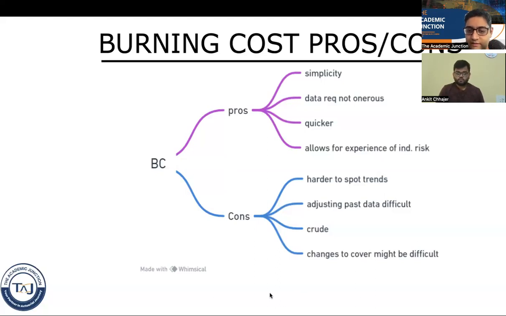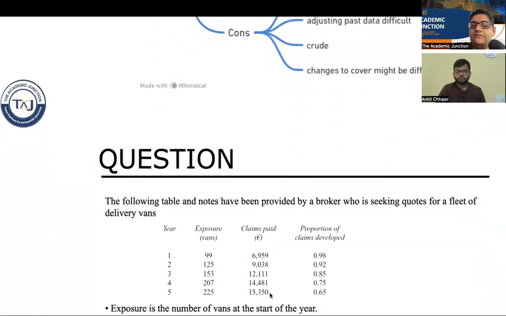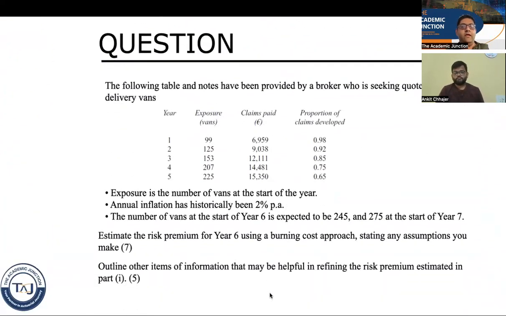Yes. All right. Now let's go to a couple of burning cost questions, right? Very important. If you get it in the exam, you will get it for about 10 to 15 marks, which is a big chunk in my opinion. So let's focus the rest of the class on understanding this, right?